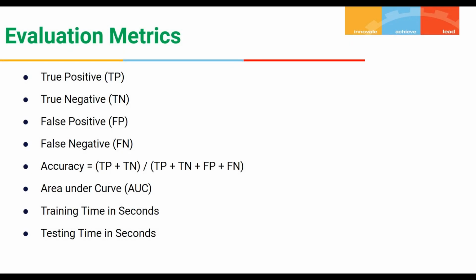So the performance metrics used for evaluating our proposed approach are as follows: true positive, true negative, false negative, accuracy, which is the number of correct predictions over the total number of predictions, and area under curve, which denotes the detection performance across varying classification thresholds. Finally, the training time and testing time.